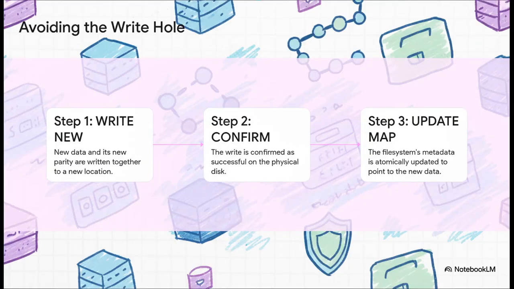And this is how ZFS so elegantly makes the write hole impossible. The new data and its new parity are written together as a single transaction to a brand new spot on the disk, and only after that write is confirmed as 100% complete and safe does the file system update its internal map to point to this new data. So what happens if the power fails mid-write? Nothing. It's no big deal. The map was never updated, so the system just boots up and still points to the old, perfectly consistent data. The corruption was prevented before it even had a chance to happen.